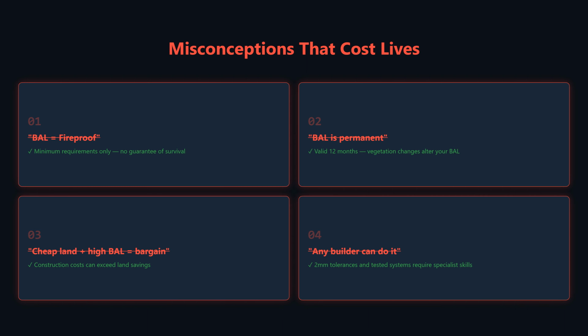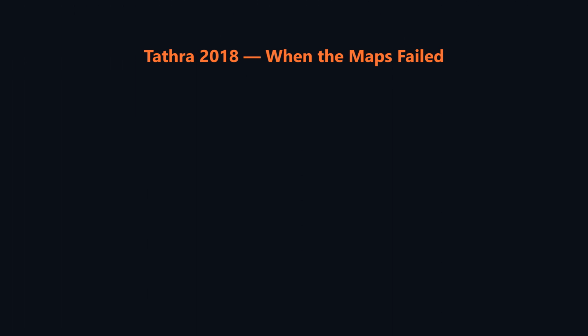Number 3. Cheap land in a high BAL zone is not a bargain. A block at BAL-40 might look affordable, but once you add the construction premium, you might have been better off buying expensive land at BAL-LOW. And number 4. Any builder cannot handle bushfire construction. 2 mm gap tolerances, specific mesh types, tested systems. This requires specialist knowledge.